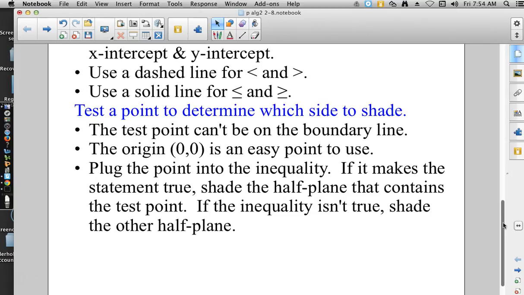Plug it into the inequality. If it makes it true, that's where you're shading. You're shading on the side where 0, 0 is. If it doesn't make it true, well, then you're supposed to be shading on the other side.